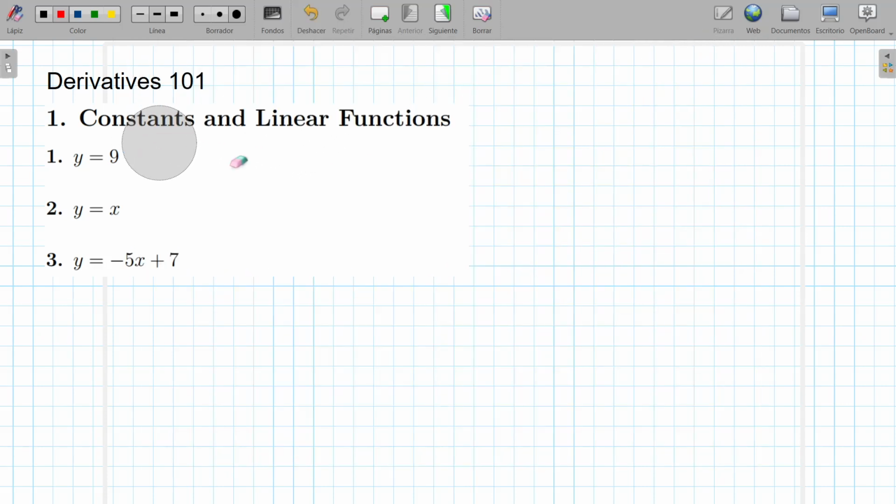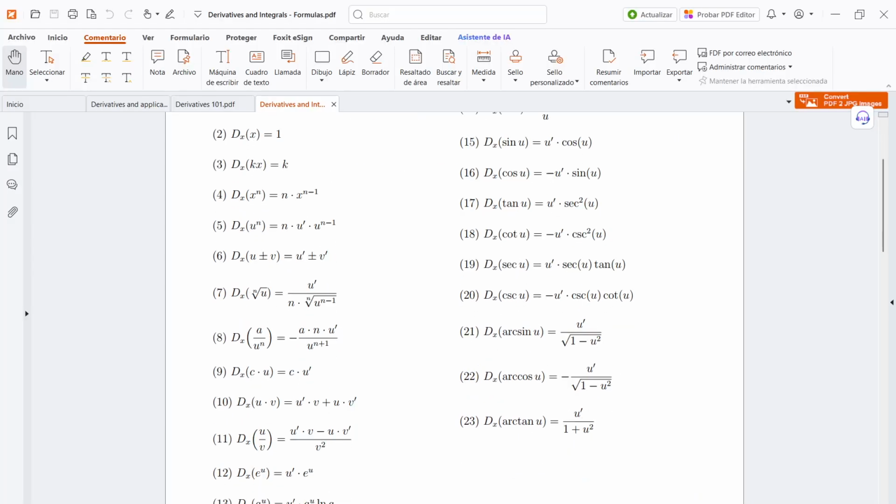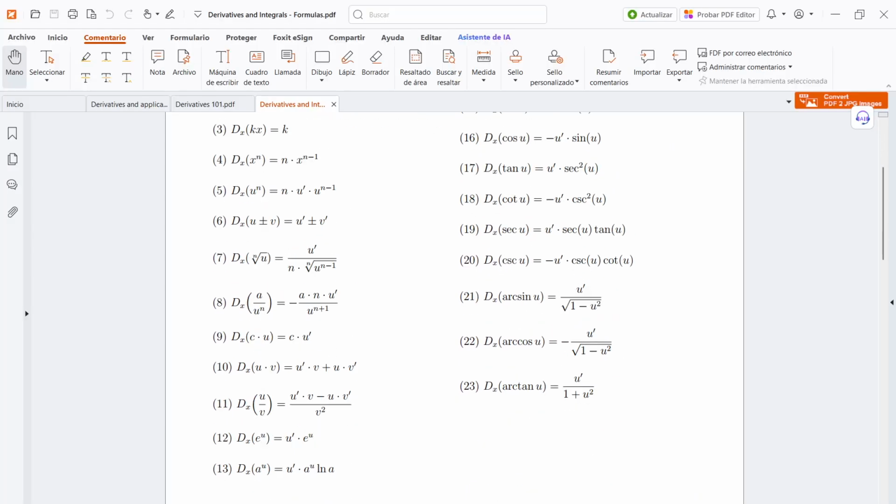Hello, year 13. Today we are going to work in derivatives. This is Derivatives 101, where we are going to see derivatives from scratch. So please make sure you have by yourself this document where all formulas are going to be used.